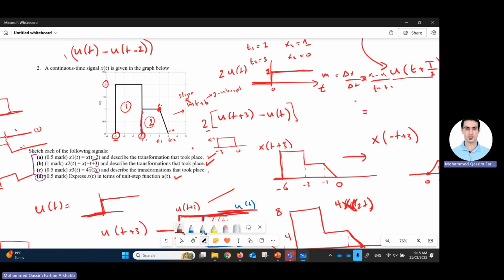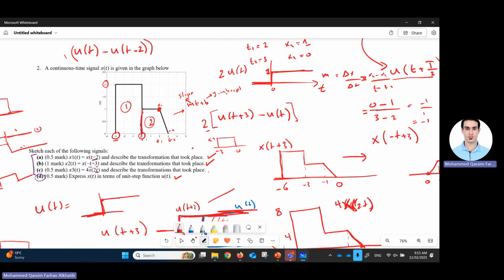By the way, what do you expect the slope to be, positive or negative? Negative, because the function is going down, it's decaying. All right, so what is the value of x2? That is 0 minus x1, that is 1, over t2 minus t1. I have 3 minus 2, so negative 1 over 1, that's negative 1. So you found the slope.